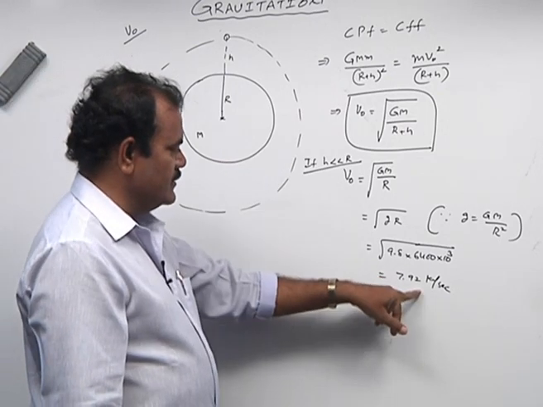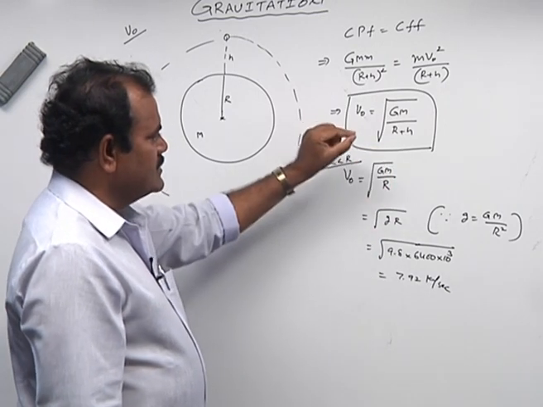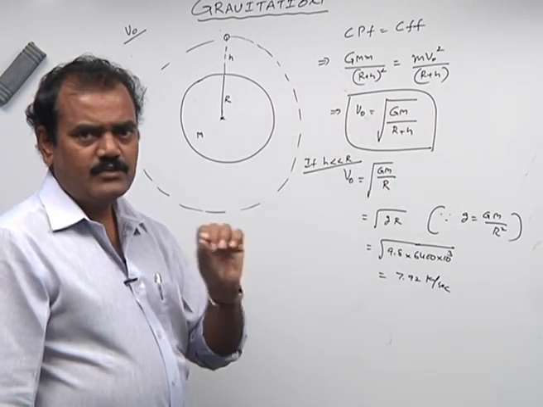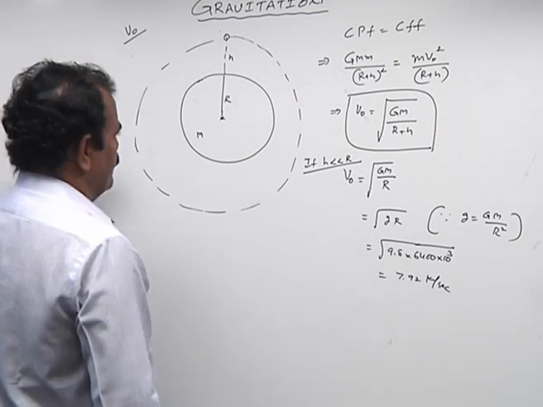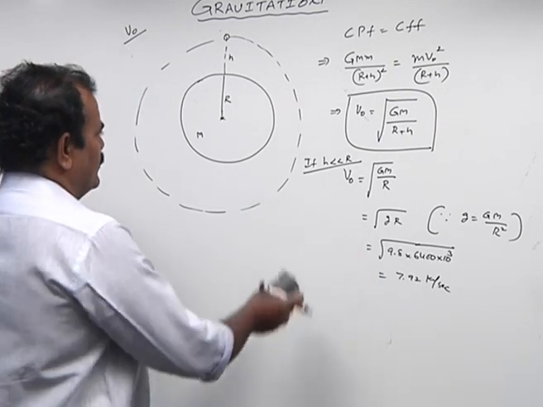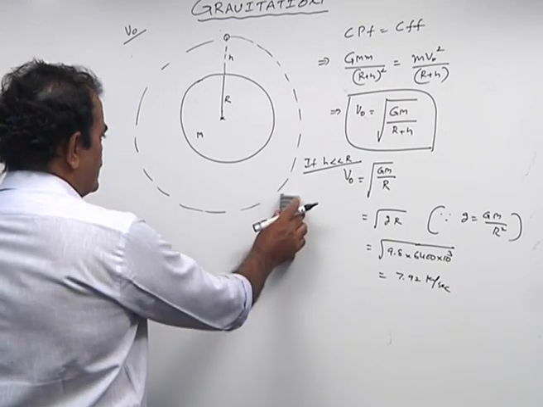This one is closer to the surface of the earth, and this one is at a height h. All these distances you have to understand are to be measured from the center of the earth only. So orbital velocity is over, and thereafter we are coming to the geostationary satellite.